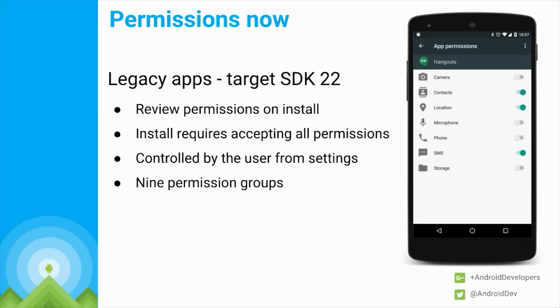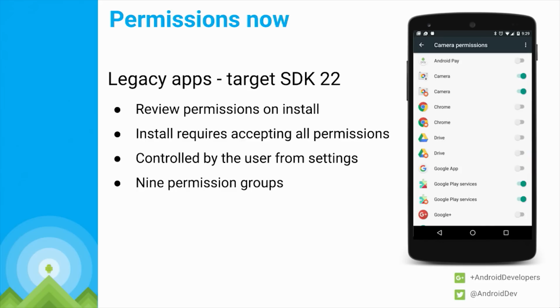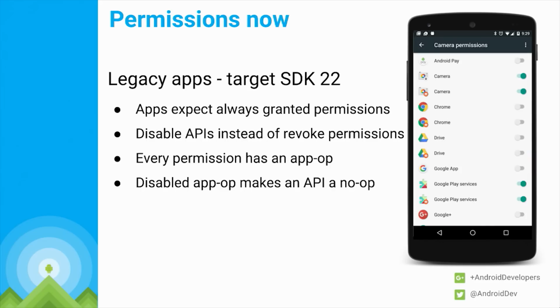And then, again, you have the 9 permission groups. So from this point on, for you, controlling permissions for legacy and non-legacy apps is absolutely the same. There is no difference. And then the question is, how did you guys do this?